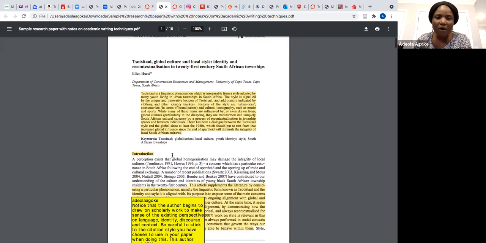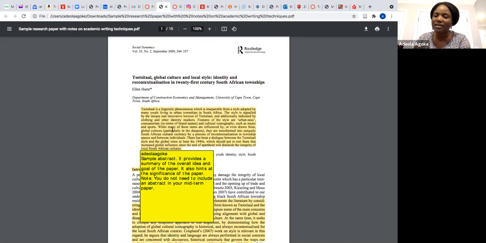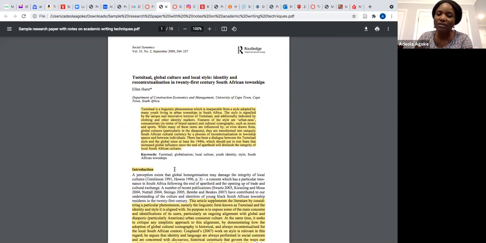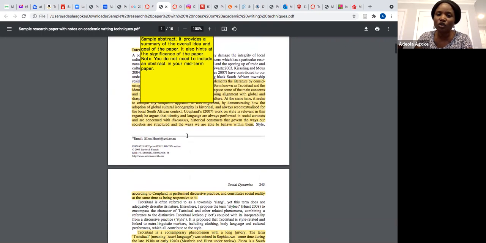So for our class, we don't necessarily need an abstract, okay? But the abstract of a paper gives you a summary of the overall idea and the goal of the paper. And that I have already seen in your thesis statement. So you don't need to write something like an abstract that is separate, but I'm just showing you this so you know what this author is trying to do.